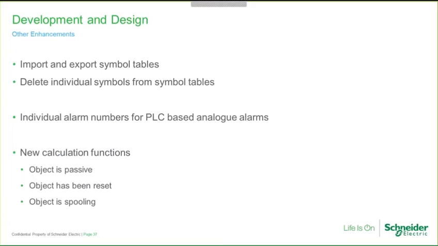You can now have individual, it's a little bit complicated, but if you've ever been down that road, you know exactly what I mean. You can now have individual alarm numbers for PLC-based analog alarms. You already had that for digital objects, but now you have the same for analog objects as well. So you don't have to have all your alarms located right after each other. Some new calculation functions to tell you if an object is passive, has been reset, is spooling, so forth.